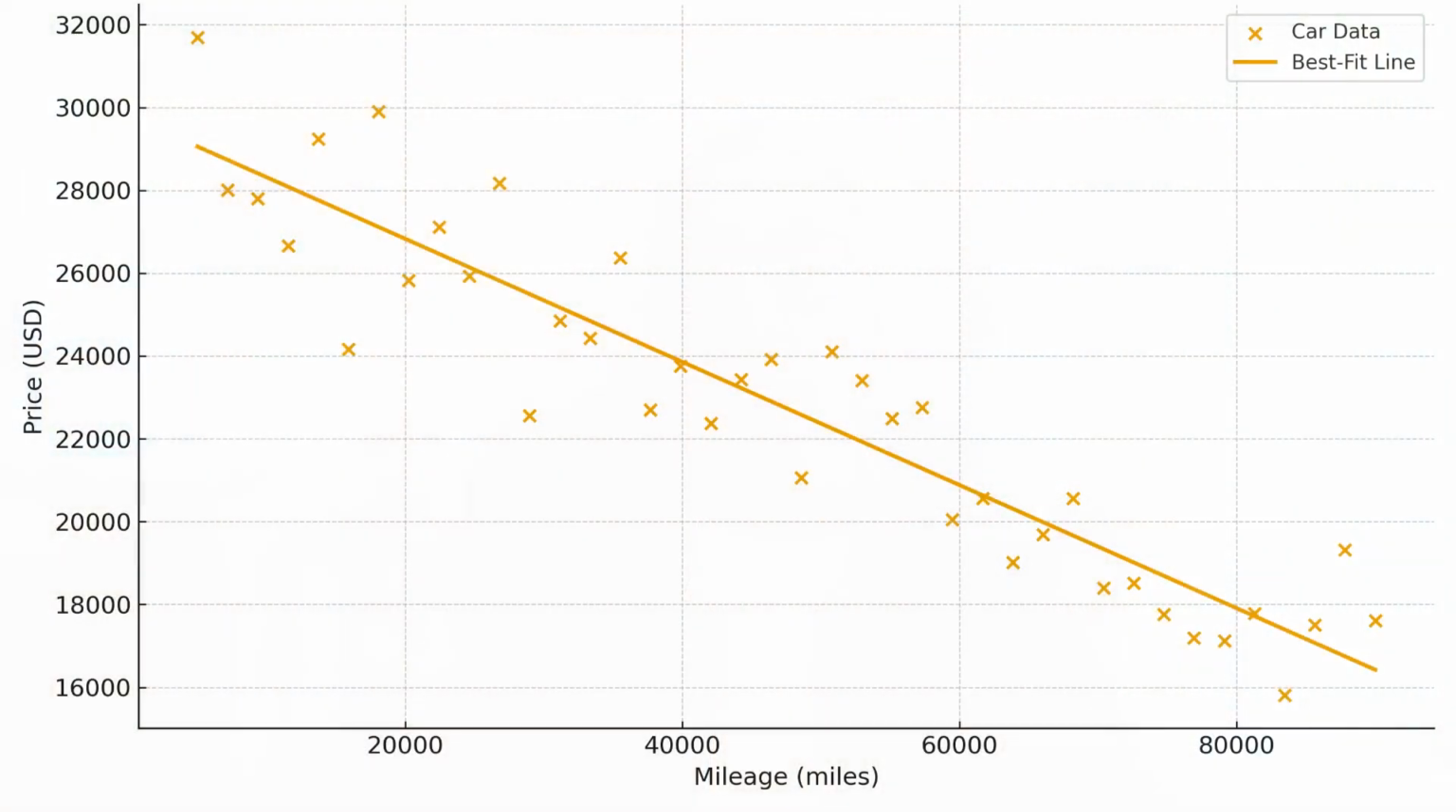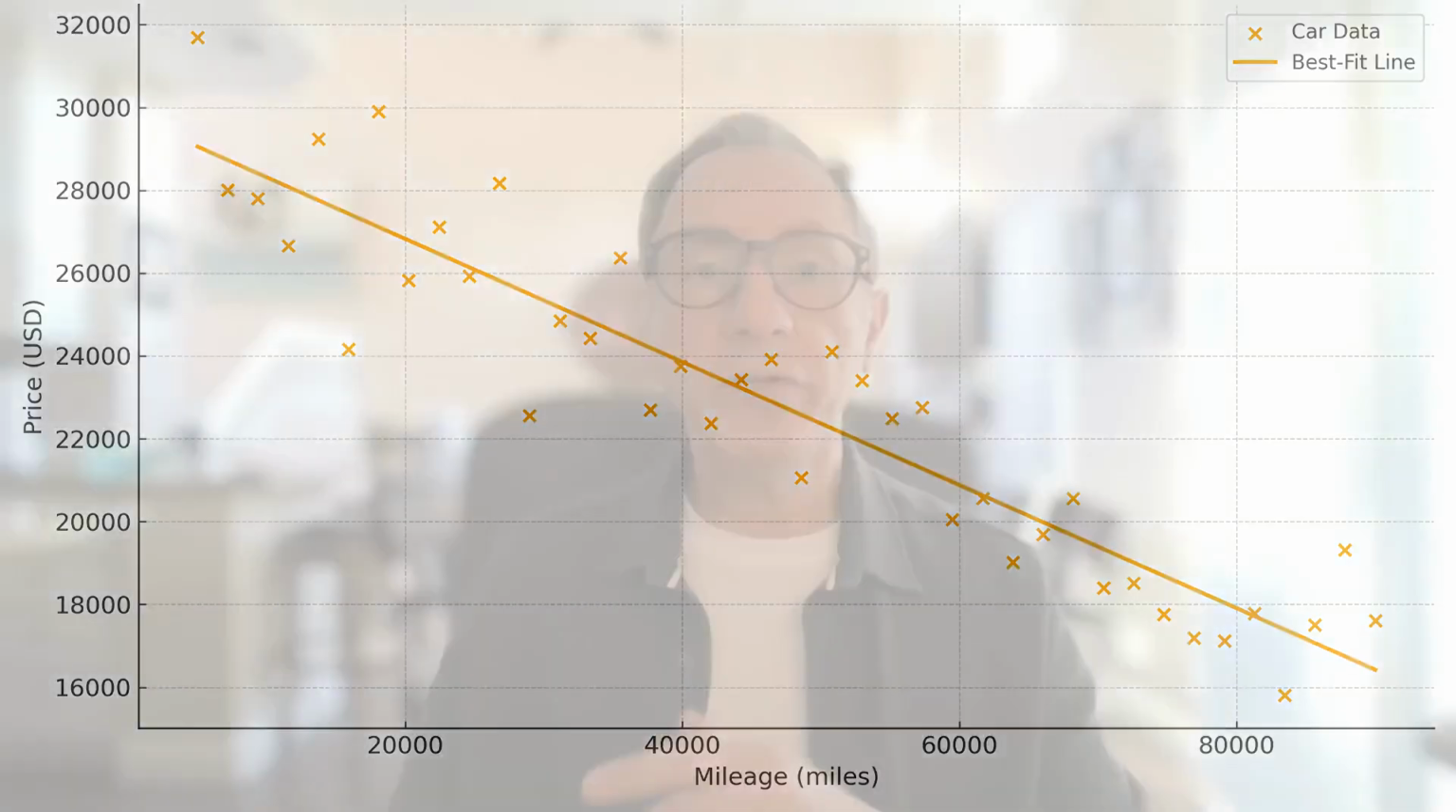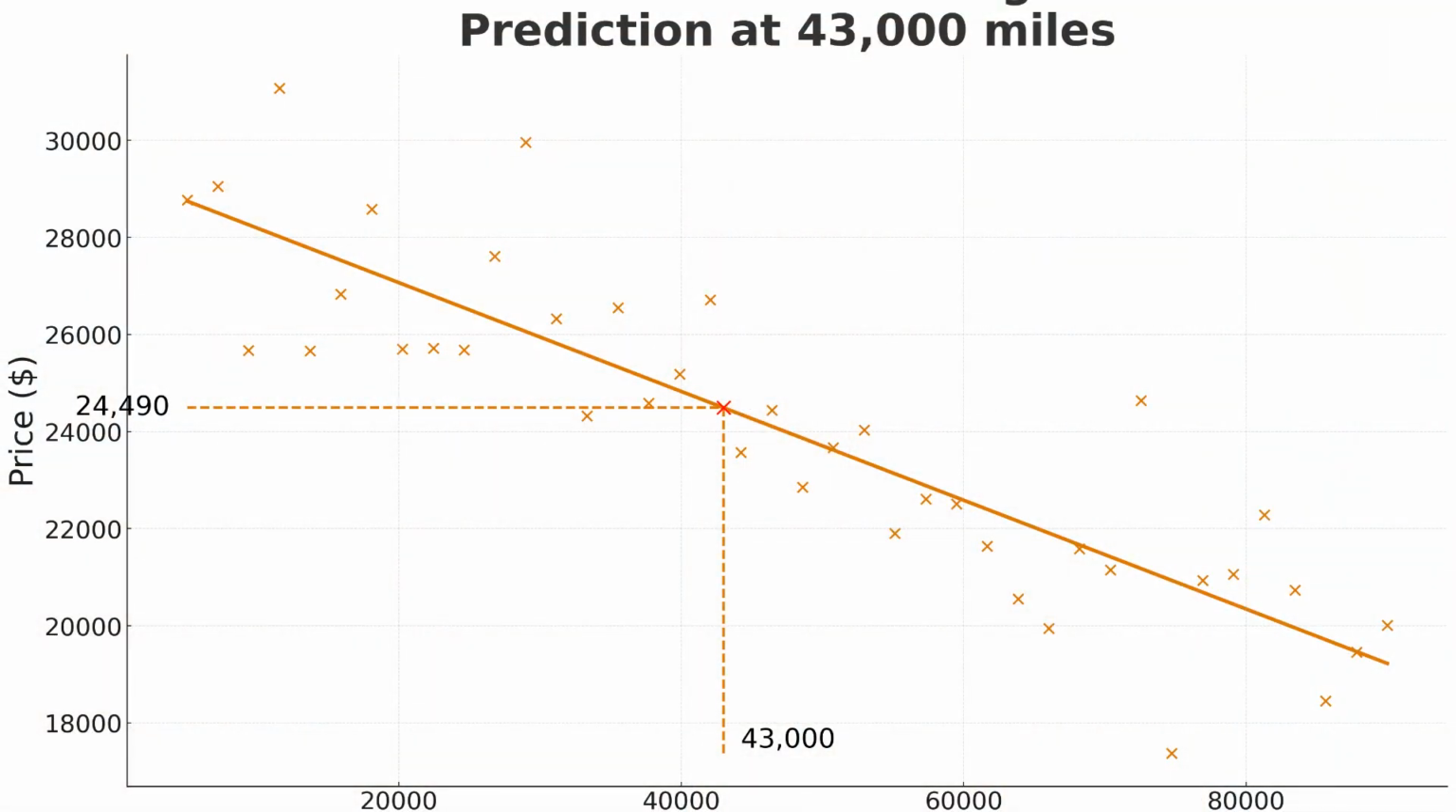One way to do that is to let your linear regression model draw a smooth line through all the sale points, and this line represents the general trend. Basically, cars with fewer miles cost more, and cars with more miles cost less. Using this line, you can trace upward from 43,000 miles, hit the model's line, and then trace horizontally to the price axis. Maybe it lands around $24,490. Boom, you've got a prediction.